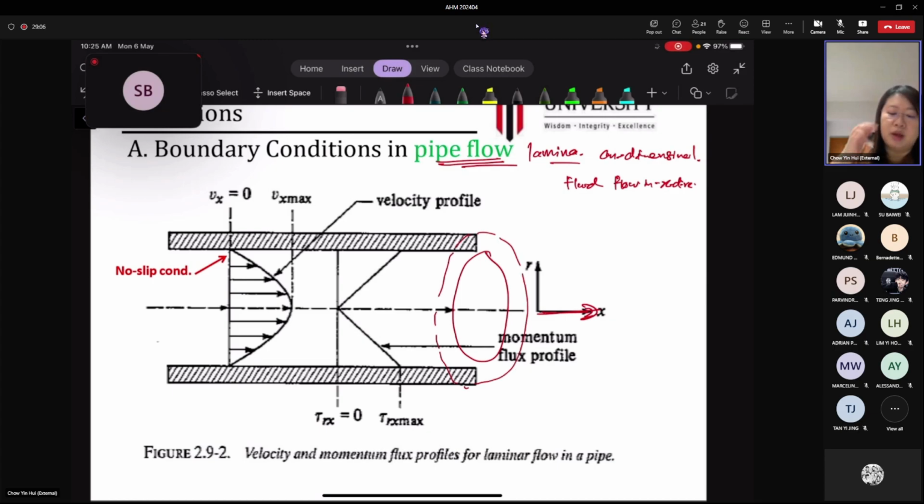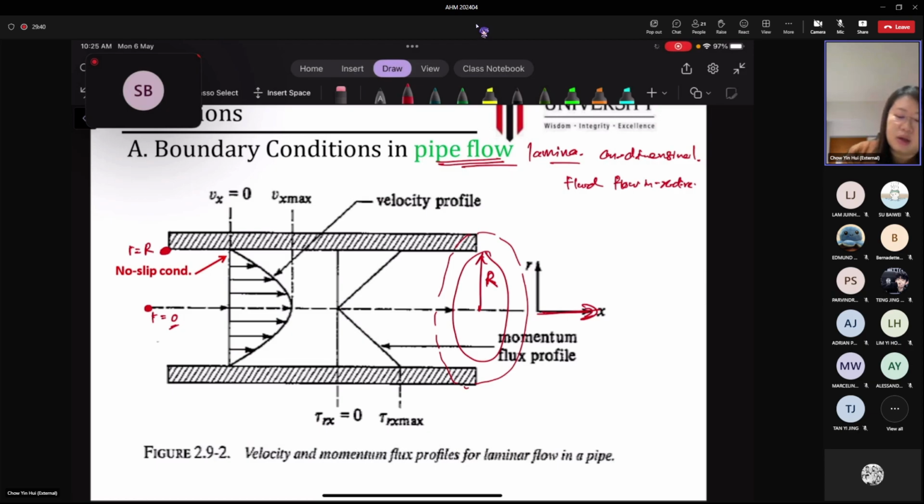Now, as we covered last week, let's say we have a pipe of radius capital R. Here we denote the region at the center of the pipe as r equals 0. Usually that's how we illustrate it. Then at the pipe wall, you can denote that boundary as r equals R.